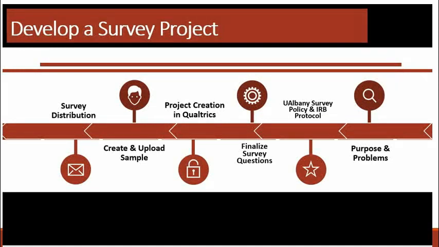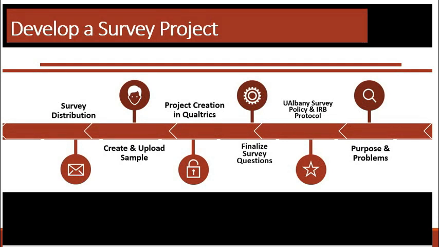Typically, we follow 6 steps to design a survey project. First, we identify the study purpose and problems. Second, we prepare and submit a human subject protocol for IRB approval. If you are going to survey UAlbany community members, including students, faculty, staff, or alumni, you need to get permission from the Office of Institutional Research, Planning, and Effectiveness at UAlbany. After you are sure you follow all the rules for conducting a survey, you can move to the next step.